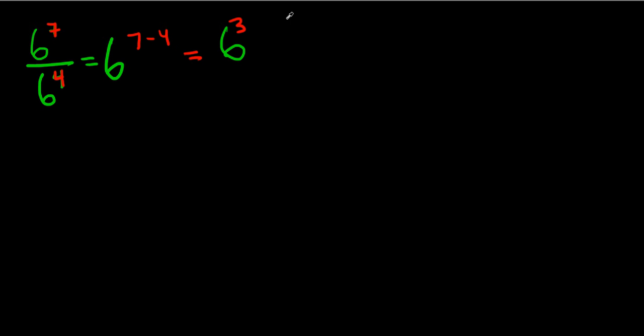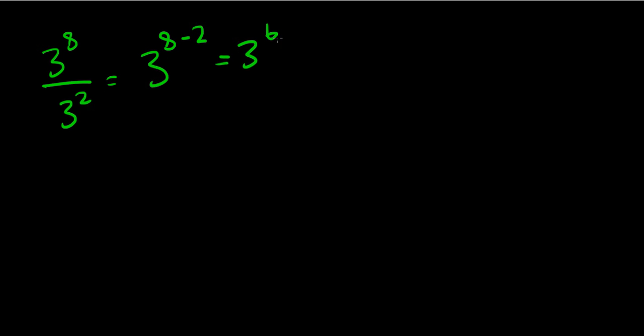Now we can look at another example of this. We have 3 to the power of 8 over 3 to the power of 2. Again, this is division, so we're going to be subtracting the exponents. So this can be rewritten as 3 to the power of 8 minus 2, which we simplify to 3 to the power of 6, and then that's simplified to 729.